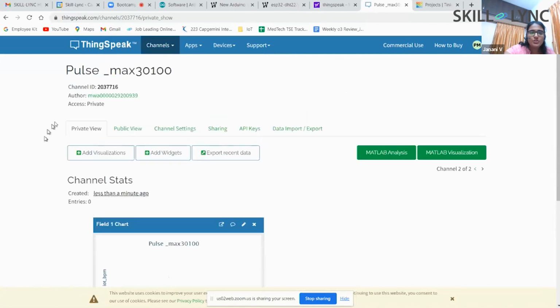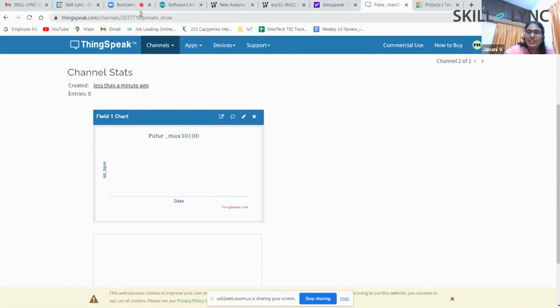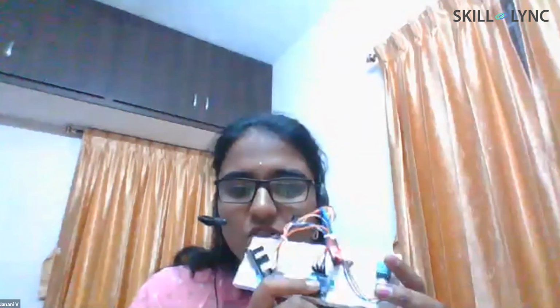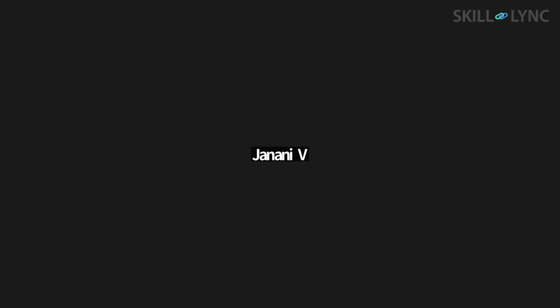So I will use this. I showed you the API key, no? If I link that in my program, then my sensor value will be drawn here. That's it, guys. It is that simple. So as I told you, in my OLED, the parameters are displayed. Yes, guys, I'm sorry that I am not able to share the screen with you because of issues.